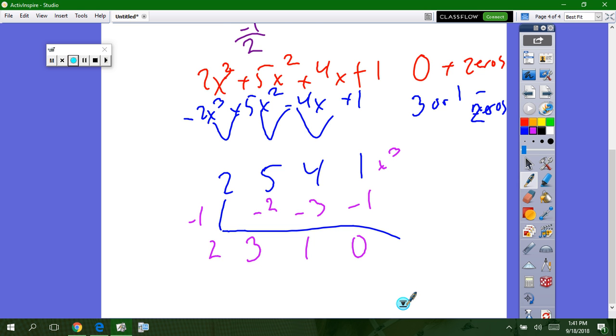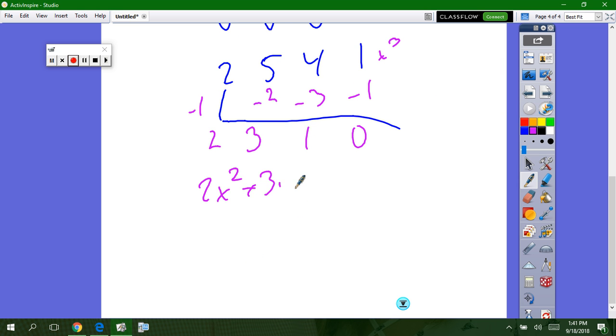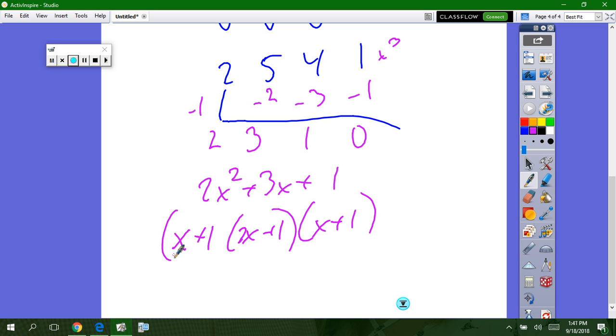Okay, so this is a 2x squared plus 3x plus 1. Does he factor? Factors of 2 that get me to be 3. 1 and 2, right? Who was our other guy? So what does that mean? We had a multiplicity, didn't we? Did you guys see how it's the same guy?